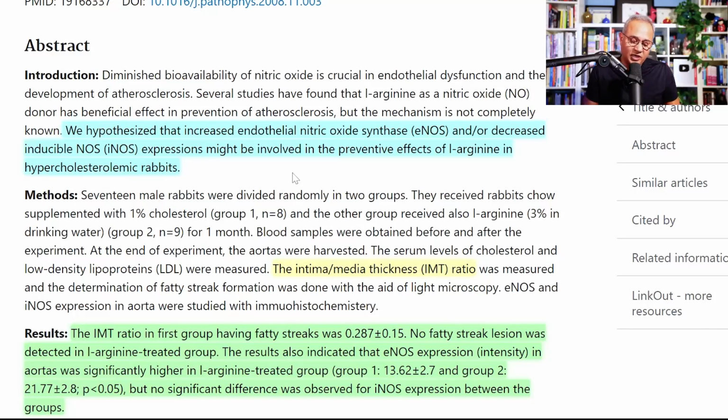So they said, we hypothesized that increased endothelial nitric oxide synthase, eNOS, and/or decreased inducible nitric oxide synthase expression might be involved in the preventive effect of levoarginine in hypercholesterolemic rabbits. So what they're saying is, when we give levoarginine to these rabbits that have increased cholesterol and their aortas are kind of inflamed, their aortas feel better.